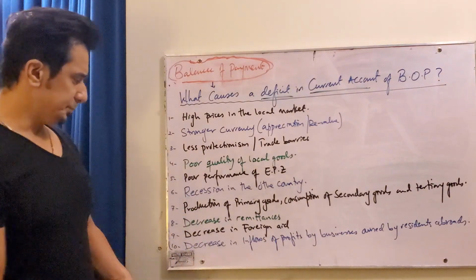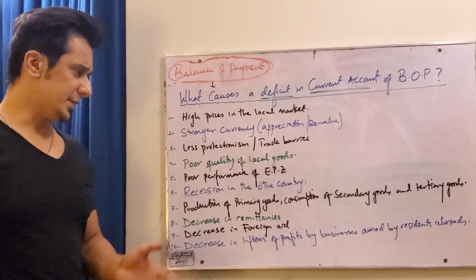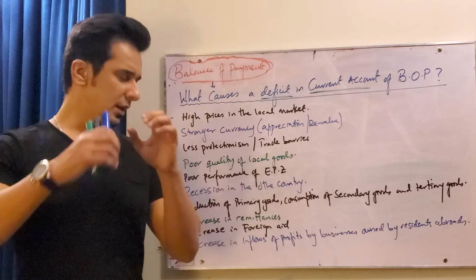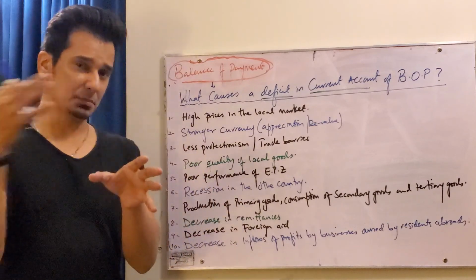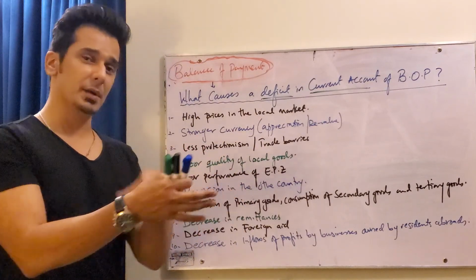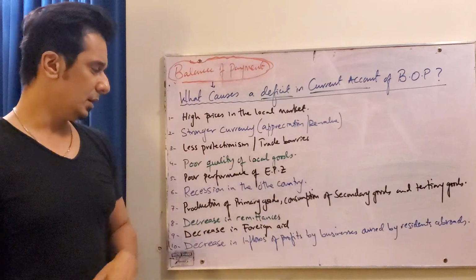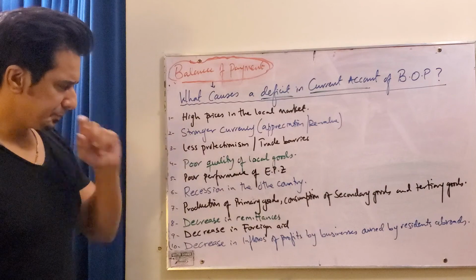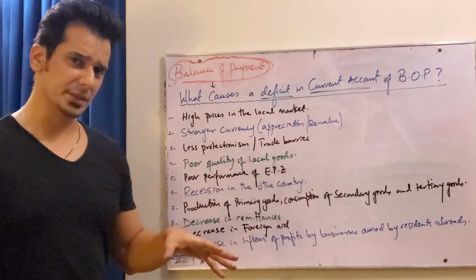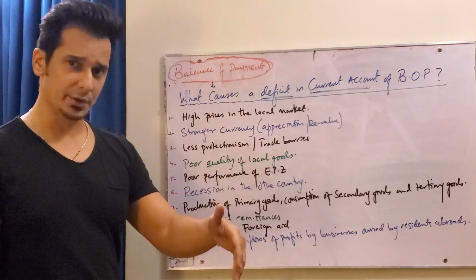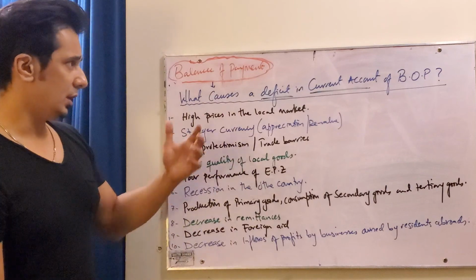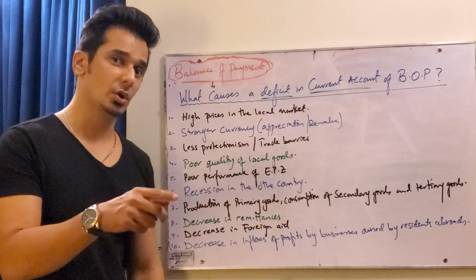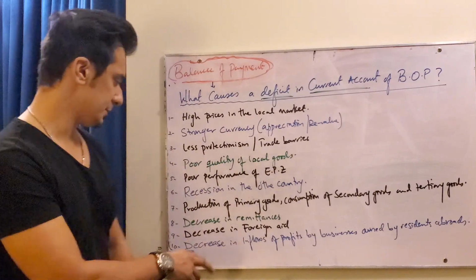Okay, the 8th point, decrease in remittances. Let's suppose there is a decrease in remittance. Especially developing countries rely heavily on remittances, that is money coming into the economy by relatives working abroad, sending money to their relatives and friends in the home country. So if there is a decrease in remittance coming into the economy, this would also create a current account deficit. Where would remittance be recorded? Remittance would be recorded in the current transfers.